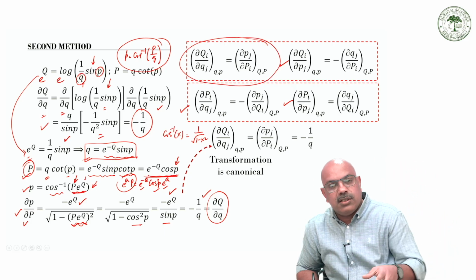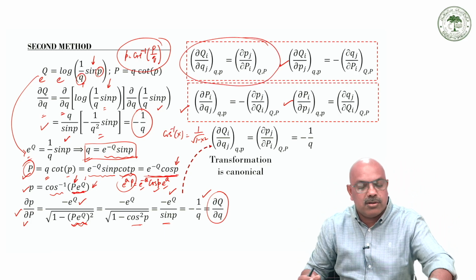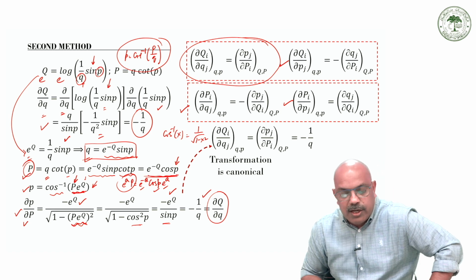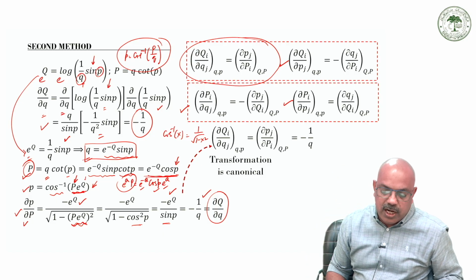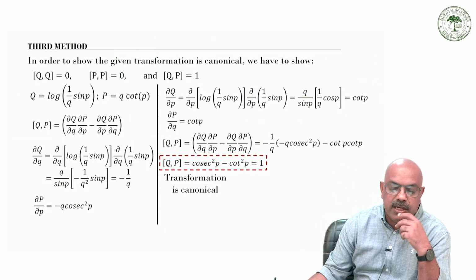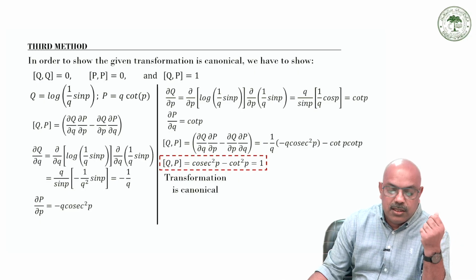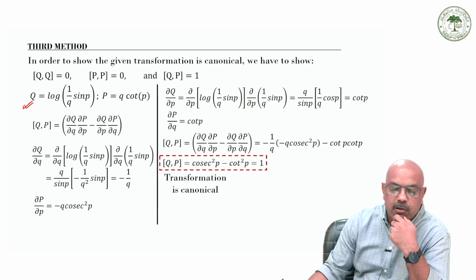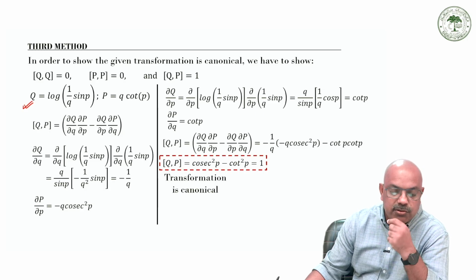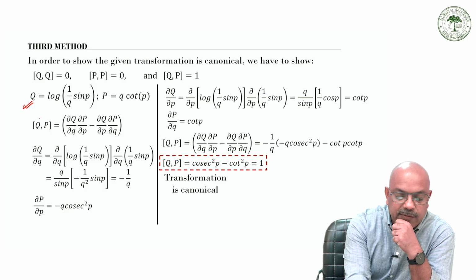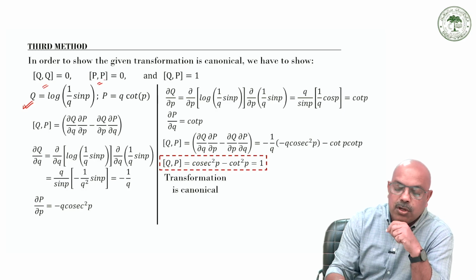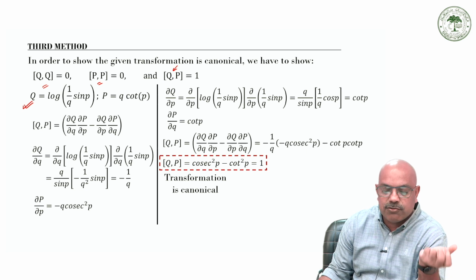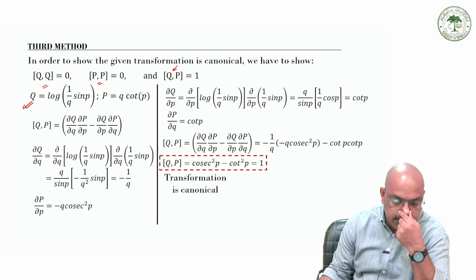So that's why, in using the second method, you have the transformation showing that this is going to be the canonical transformation. Now let's move to the third method, that is going to be based on the Poisson bracket. I have the same transformation with me, Q equal to log of 1 by q sin p, P equal to q cot p. Naturally, the bracket of Q with Q is 0, and P with P is 0, so we just need to find the bracket of Q and P, that is going to be 1. If this is 1, then this transformation is going to be the canonical transformation.